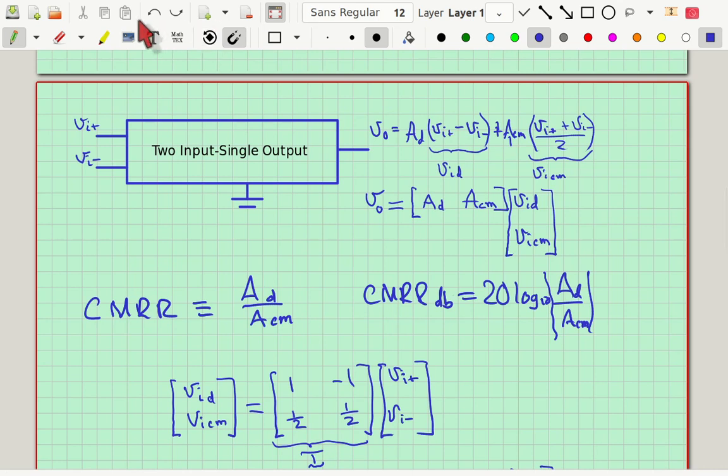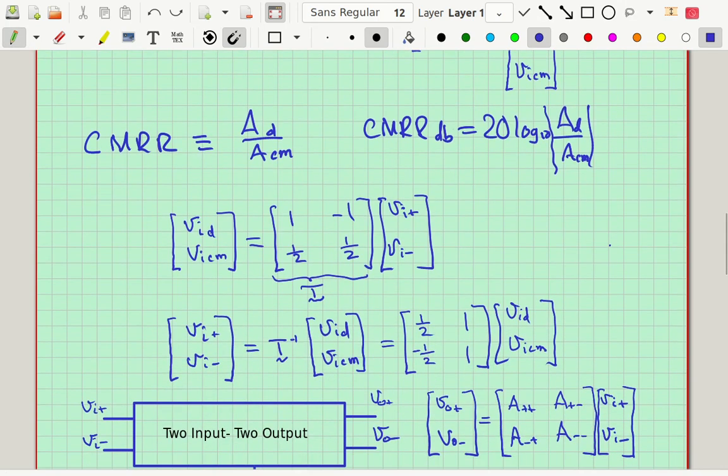So what we want to do is make the differential gain big and the common mode gain small. So what we can do is define a figure of merit, which we'd like to be infinite, but probably won't be. That would be the ratio of the differential gain to the common mode gain. They call that the common mode rejection ratio, or CMRR for short. It's often written in dB like this right here.